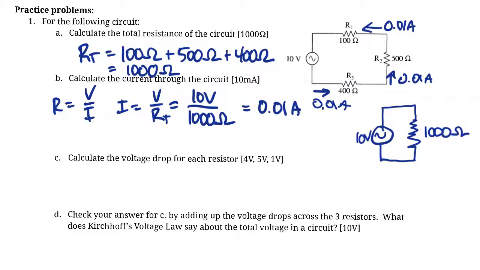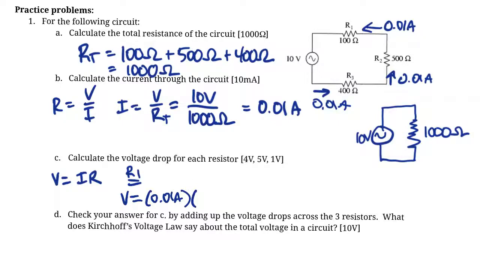So in order to calculate the voltage drop for each resistor, we again can use Ohm's law. This time we're going to solve for voltage though. So in Ohm's law, we can solve for voltage. It's just going to be I times R, right? So if we look at resistor 1, it has a resistance of 100 ohms. It's the one up here. So if we're going to find the voltage drop for that resistor, it's just going to be I, which is the current, which we know is 0.01 amps everywhere, times the resistance.